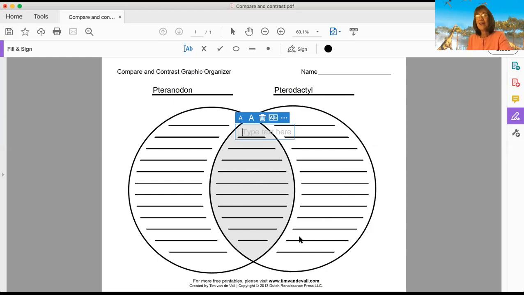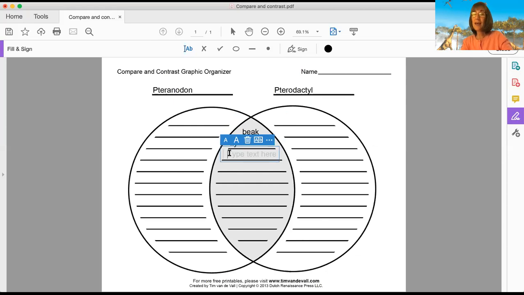In fact, if you think you can do this without my help, awesome. Go ahead and do it. And then you can check back and see how you did. If you would like my help, stay with me and we'll do it together. All right, I can think of lots of things that are the same. Let's start with some of the ones we did yesterday. They both have a beak. They both fly.